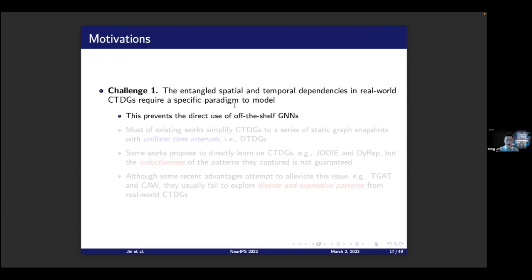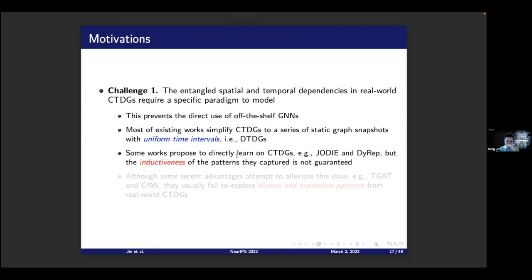And so this kind of challenge prevents the direct use of the off-the-shelf GNNs. But we can see that many existing works simplify the CTDGs to their discrete version, which consists of a series of static graph snapshots with uniform time intervals. This characteristic allows these methodologies to use off-the-shelf GNNs like GCN and GAT, combined with sequence models like the Transformer and RNNs, to learn on the DTDGs, but at the cost of model effectiveness compared with learning methods that are directly based on the CTDGs.